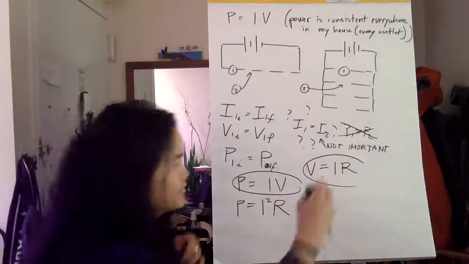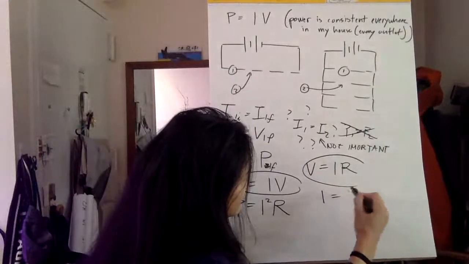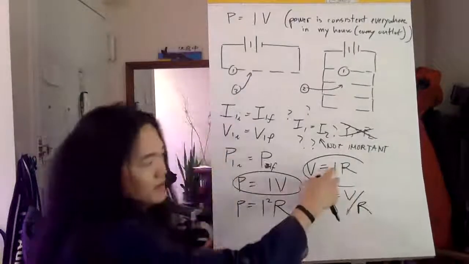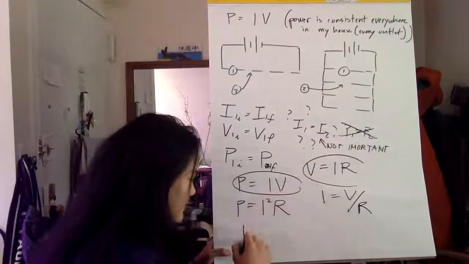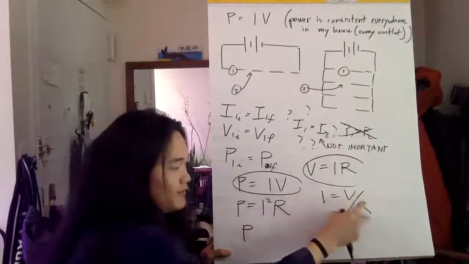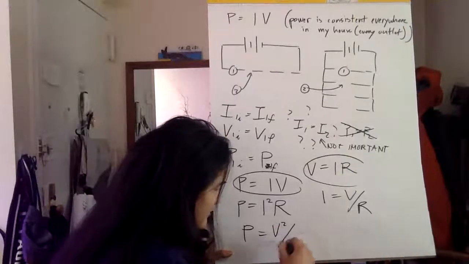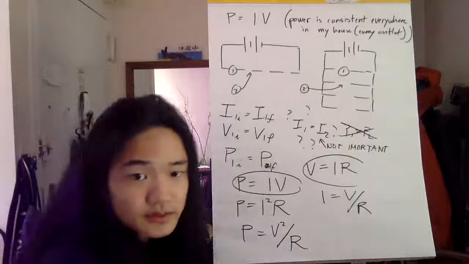The other thing you can do is to say that I equals V over R, right? I divide both sides by R here. And then I can write P. If I plug in V over R for this, I get V squared over R. All right.